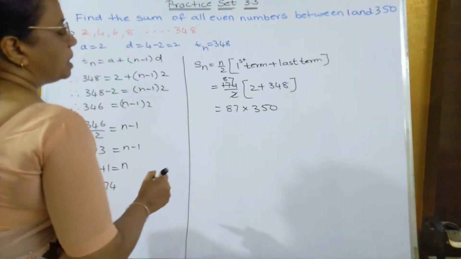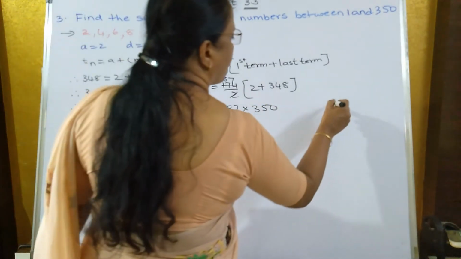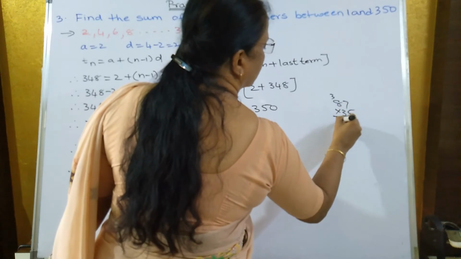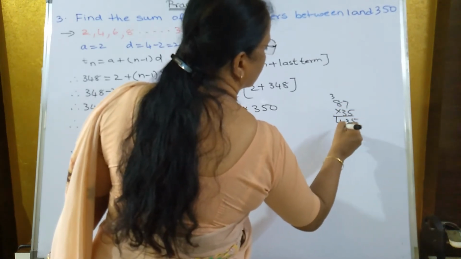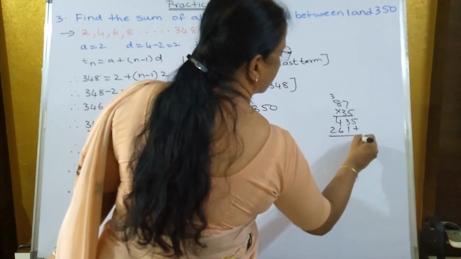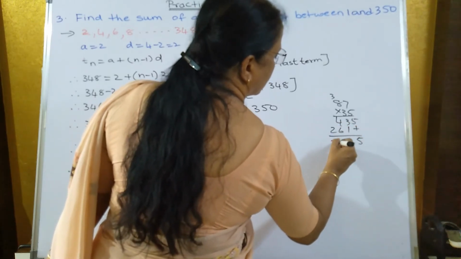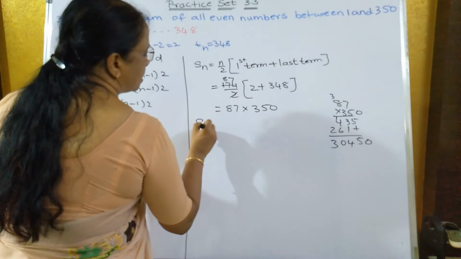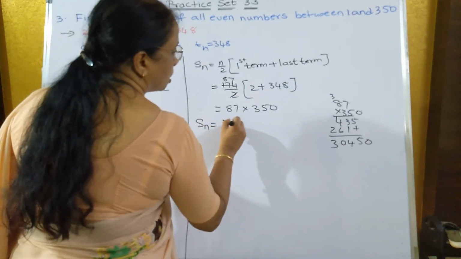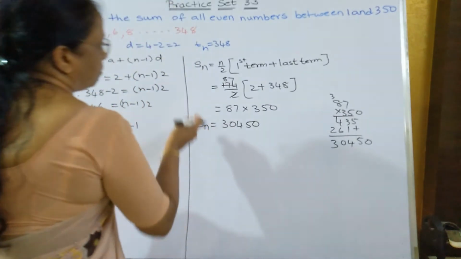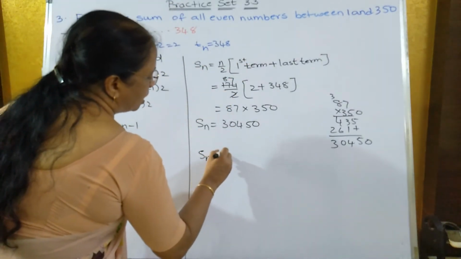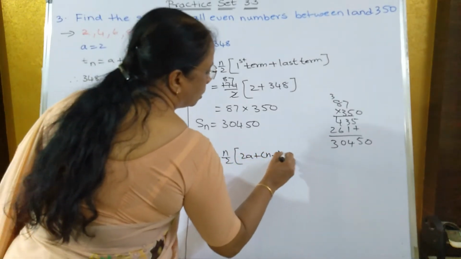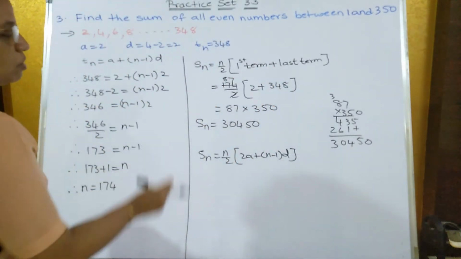Now multiply 87 into 350. So what will you get? 3045. Since we have to multiply by 350, we'll put a 0 over here. So Sn is equal to how much? 30,450. You can find out by this method also as well as by this method also. Any method you can use: 2a plus n minus 1 into d. Since we knew the last term, we use this method.